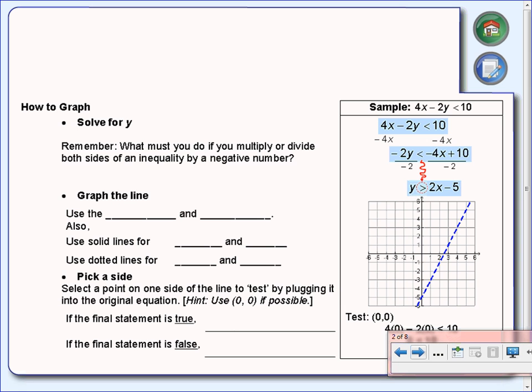Okay, and we only need to do this when you're multiplying or dividing by a negative number. So we've got to remember, we are going to have to flip or reverse the inequality symbol anytime you're multiplying or dividing by a negative number. We must flip the inequality symbol, but only if it's multiplying or dividing by a negative number. If it's positive, we don't, but we've got to flip it if it's negative. So let's not forget that.